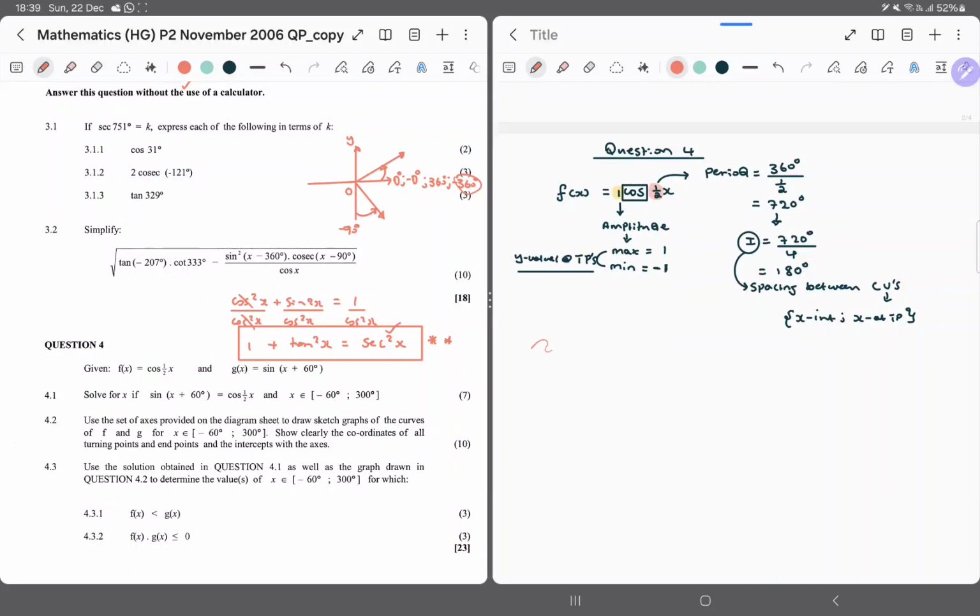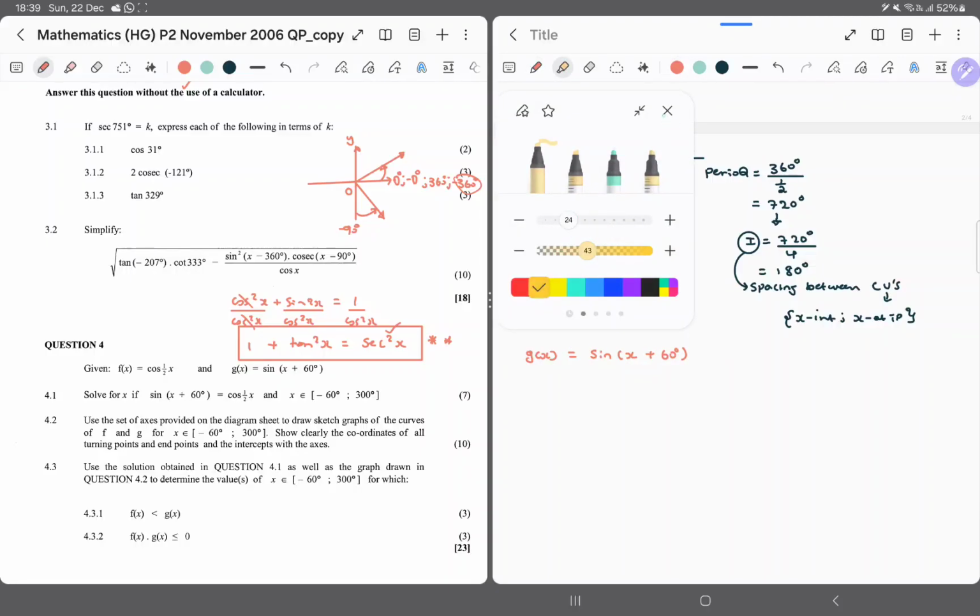Now let's look at g of x. G of x is essentially sine of x plus 60 degrees. Okay, now this is horizontally shifted to the left, so this is a transformed sine graph shifted to the left by 60 degrees.